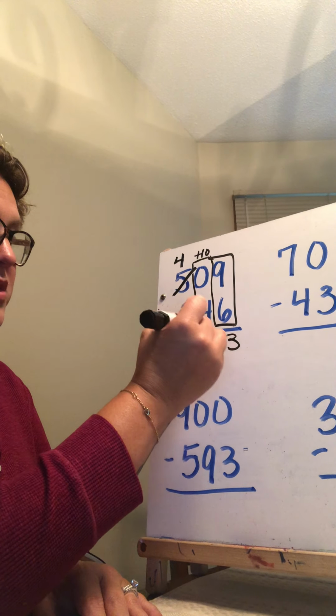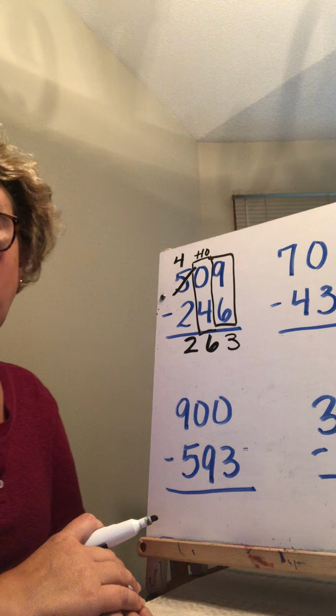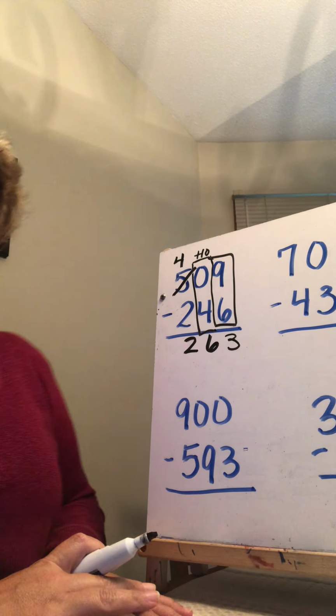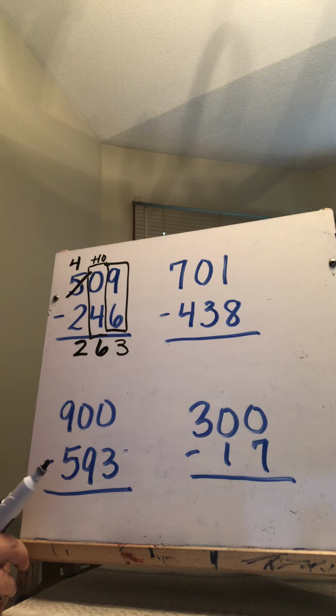Remember, you can add these two numbers together to check and make sure that you got the top number. I always recommend doing that, especially during some of these more challenging subtraction across zero problems. Let's take a look at our next example.